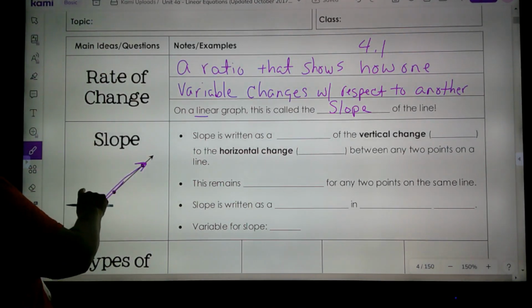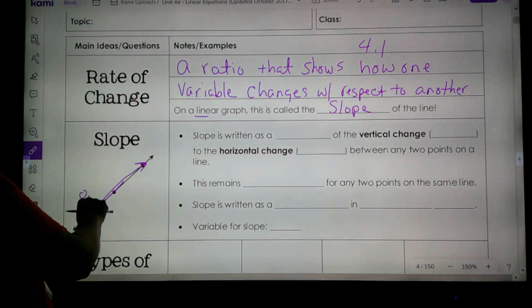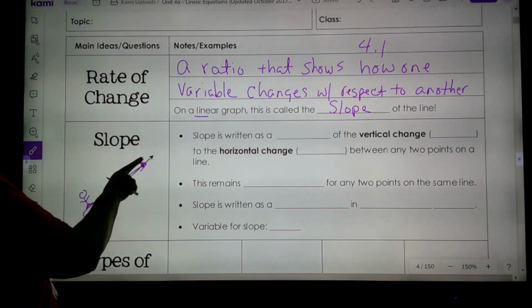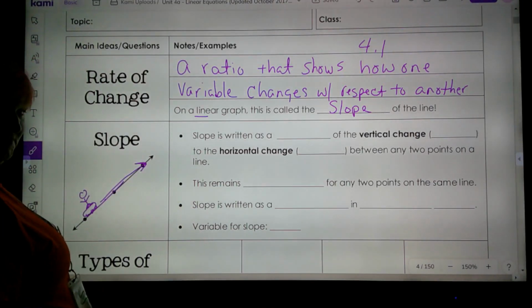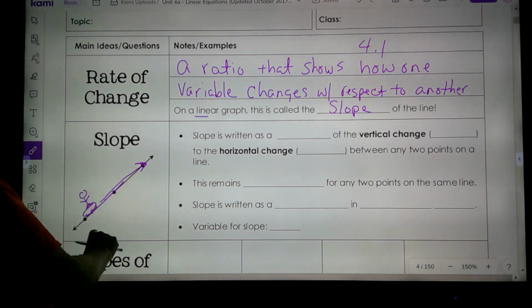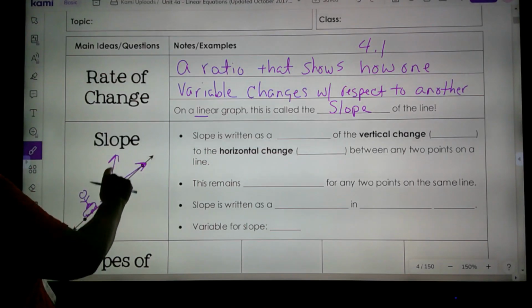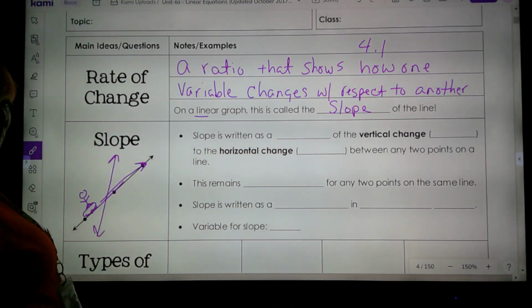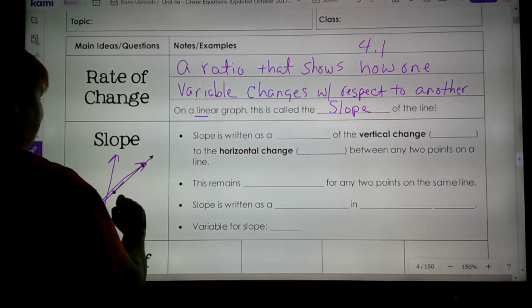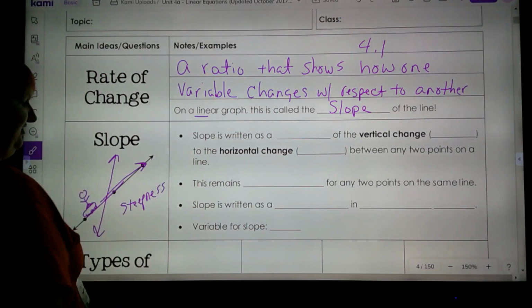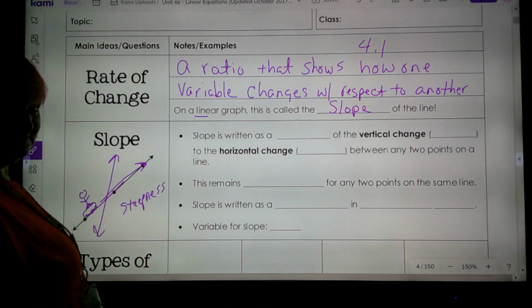right? Imagine you're a little man on a skateboard with your wheels. You're going uphill. This is a positive slope, right? And if it was steeper, if your line was like this, it's steeper. Slope is about steepness. How steep is your incline or decline?